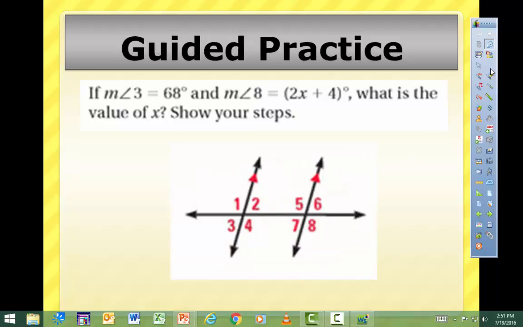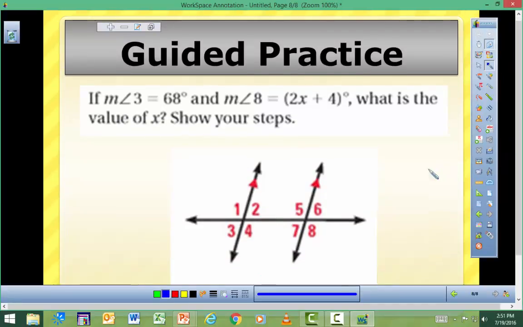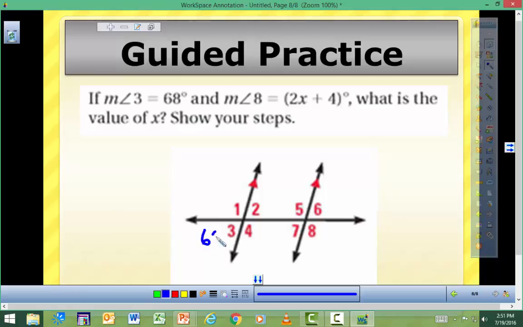Alright, so here's our diagram. It's a little blurry here, sorry about that. But what we're told is that the measure of angle 3, that's this one down here, is 68 degrees. And angle 8 is 2x plus 4. Now you'll notice on this particular example, 3 and 8 are not one of the special 4 angles.